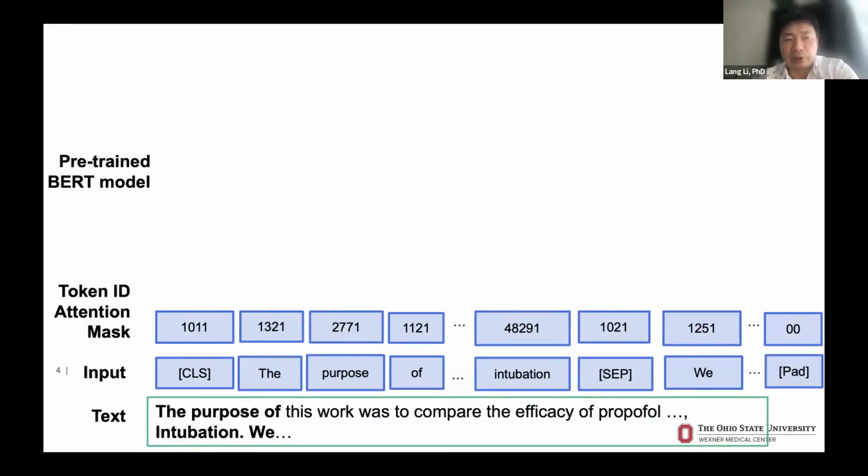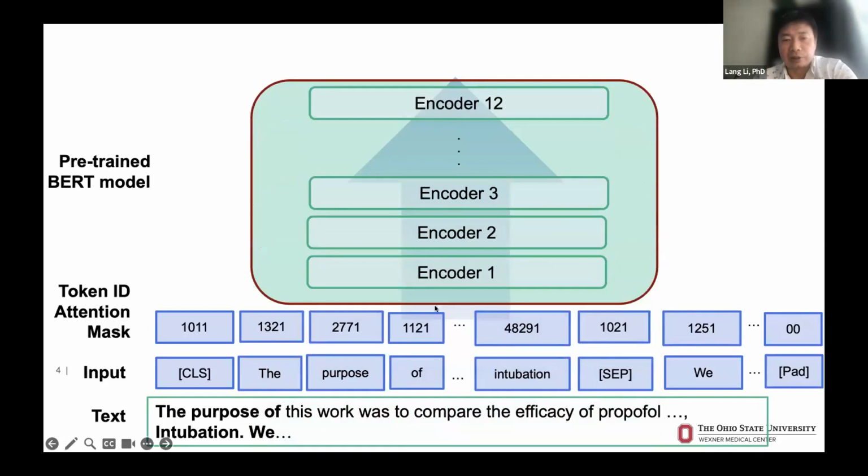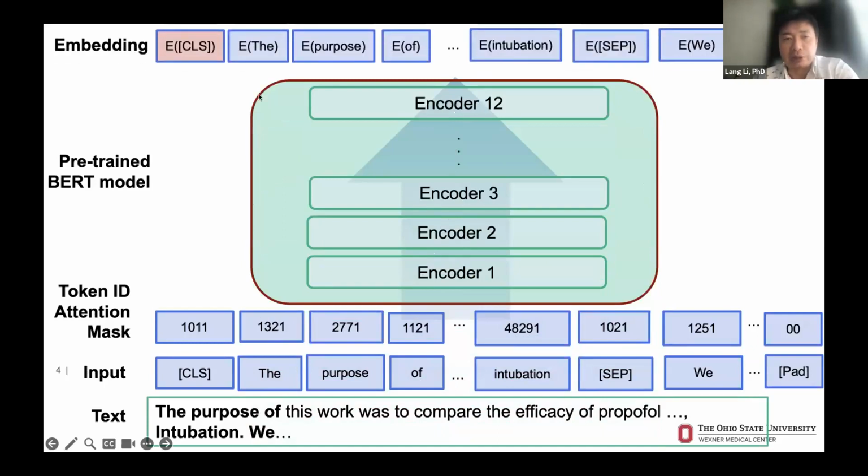Then we can pre-train the BERT model. In this case, we can train encoders 1, 2, 3 all the way to 12, and all the different encoders actually represent different types of relationships. We call it semantic relationship among the sentences.